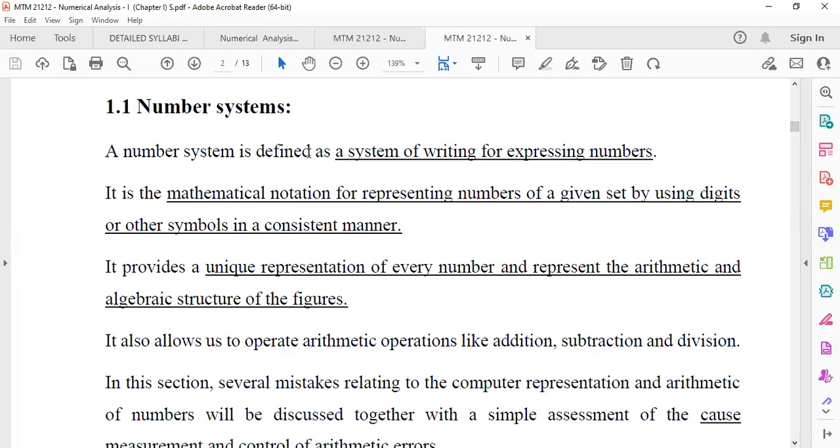The number system is defined as a system of writing for expressing numbers. For example, 123 is one number, or for example, 2.589. That is also one kind of representing numbers.